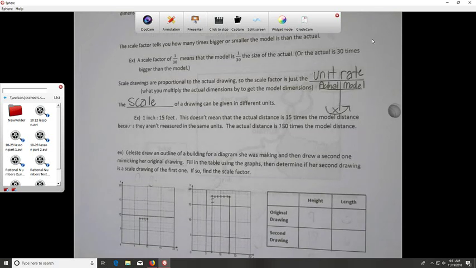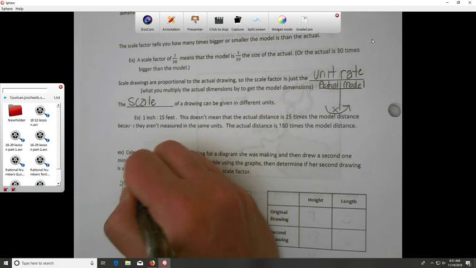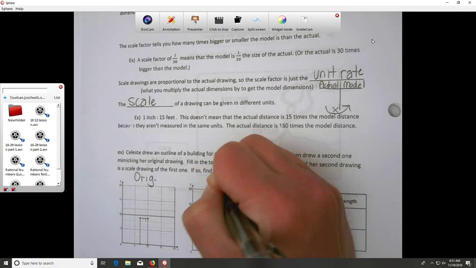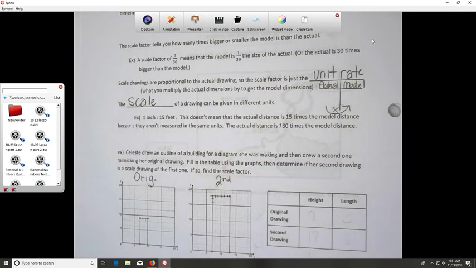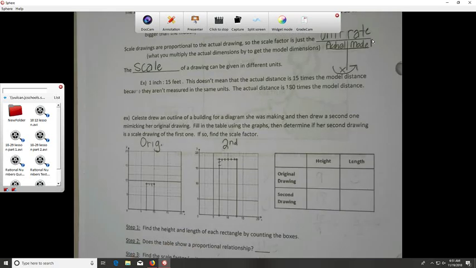It says Celeste drew an outline of a building for a diagram she was making, and then drew a second one mimicking her original drawing. Fill in the table using the graphs, then determine if her second drawing is a scale drawing of the first one. If so, find the scale factor. So we're going to say this first one is the original, and then this is the second one. The first thing we need to do is fill in the table.